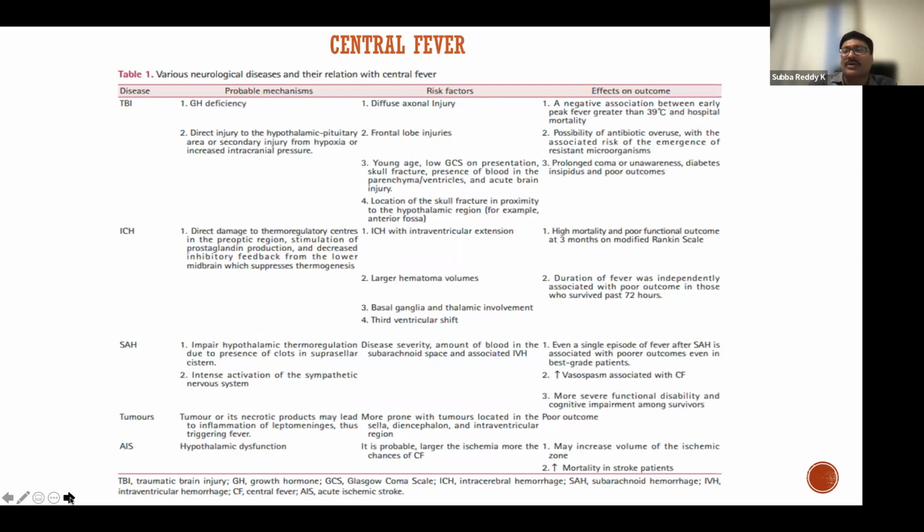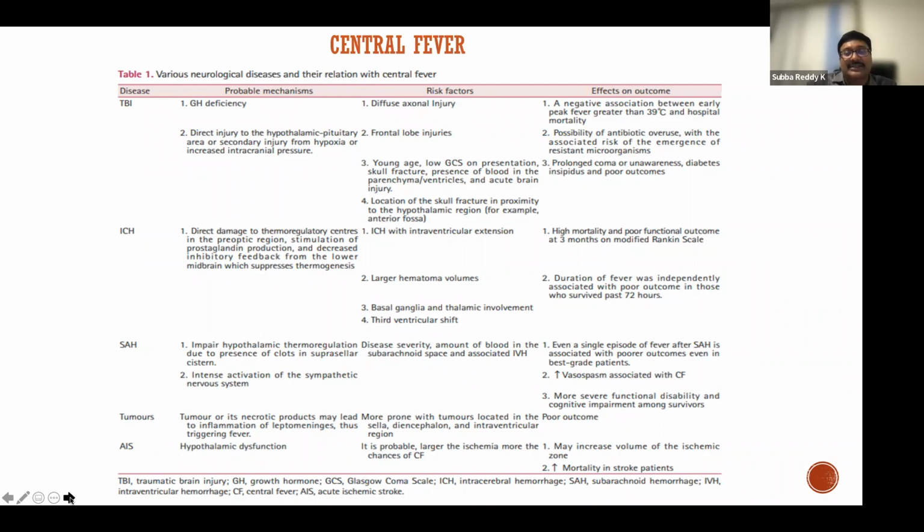Coming to central fever, a lot of times when you give an ID referral, when the patient is on very high-end antibiotics, the ID physicians most of the time come and stop the antibiotics saying that this is a central fever and not because of infection. So again, how do you diagnose central fever? It is a diagnosis of exclusion. You rule out all other infectious causes, and then it may be a central fever. So we see central fever in traumatic brain injury. The probable mechanisms here are growth hormone deficiency, direct injury to the hypothalamic pituitary area, or secondary injury from hypoxia or increased intracranial pressure.